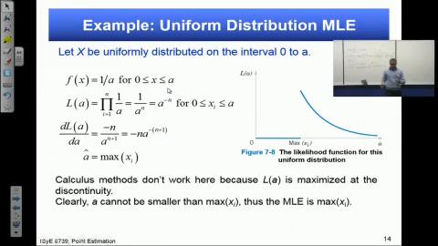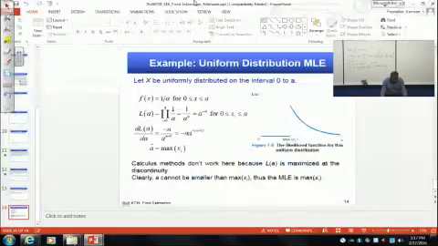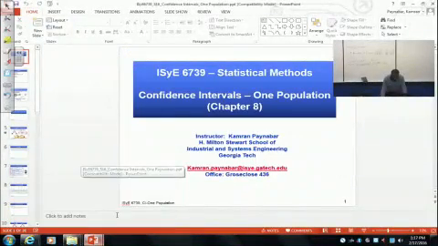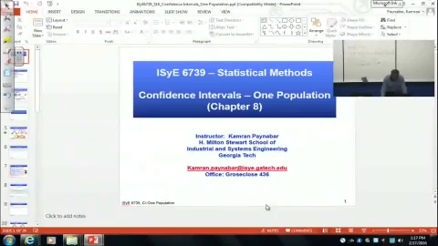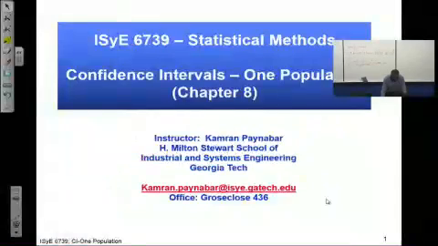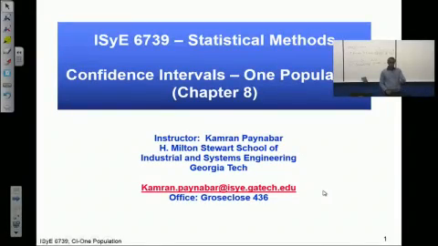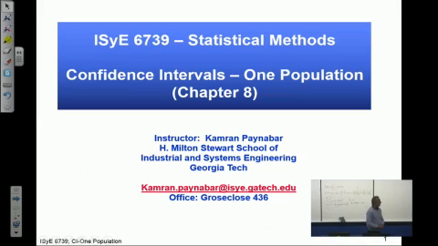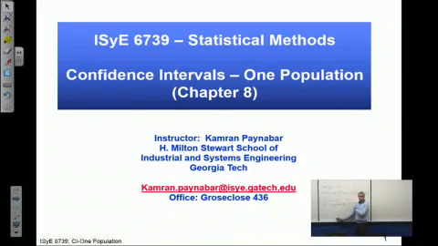Okay, now let me switch to a new topic. So this is not going to be on the exam. Okay, this is for the second exam actually. Confidence interval for one population. Are you guys done with this? Can I erase it? Okay.